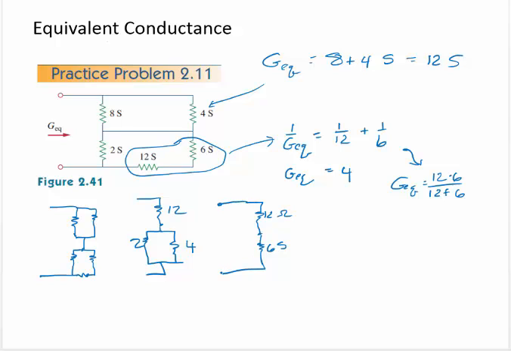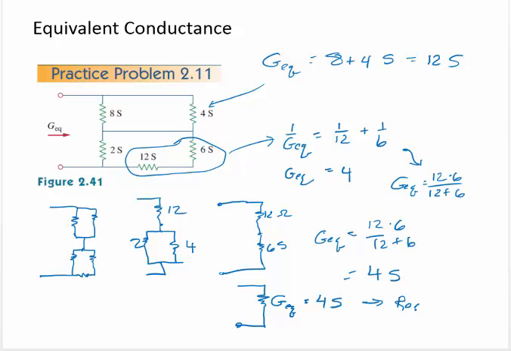The last thing we have to do is find G equivalent, which is the conductance you would measure between these 2 points in the circuit. In this case, G equivalent, because these are in series, is a formula like this: 12 times 6 over 12 plus 6 again, and the answer is 4 Siemens. So this circuit with all of these resistors can ultimately be replaced with one equivalent conductance of 4 Siemens. Of course, that corresponds to an equivalent resistance of 1/4 ohms.